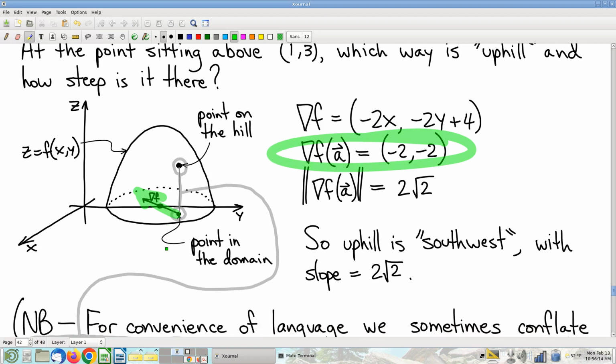Well, I'm going to call that direction southwest, in the sense that north would typically be the positive y direction. So if that's north, then this is southwest. And how steep is it? Well, whatever the magnitude is there.